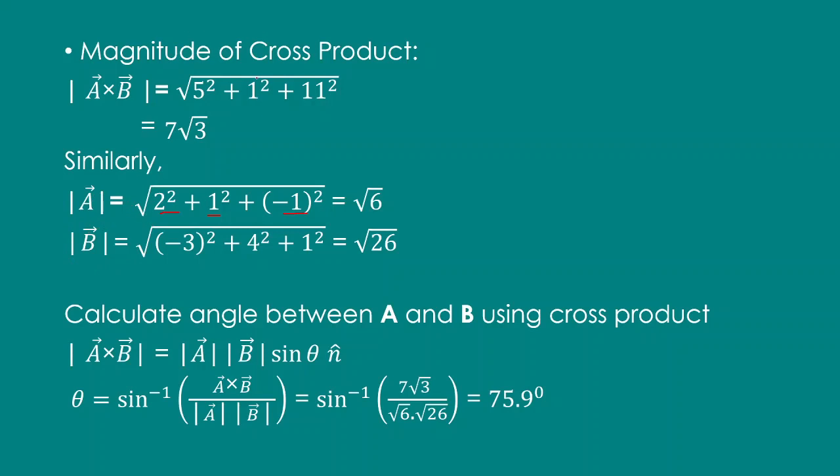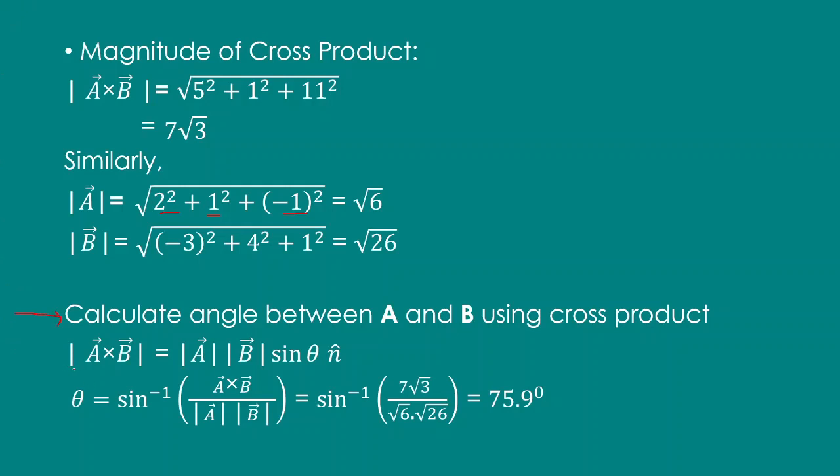So the whole process of doing this is very useful to calculate the angle between the A and B vector using a cross product. So if we know the cross product and if we know the two vectors, then we can calculate the angle between these two vectors. And how do we do that?